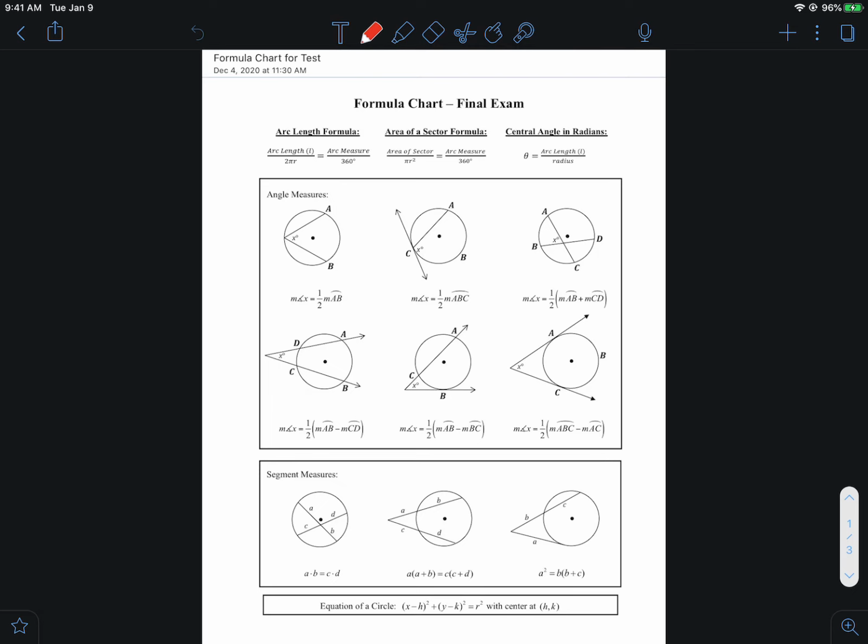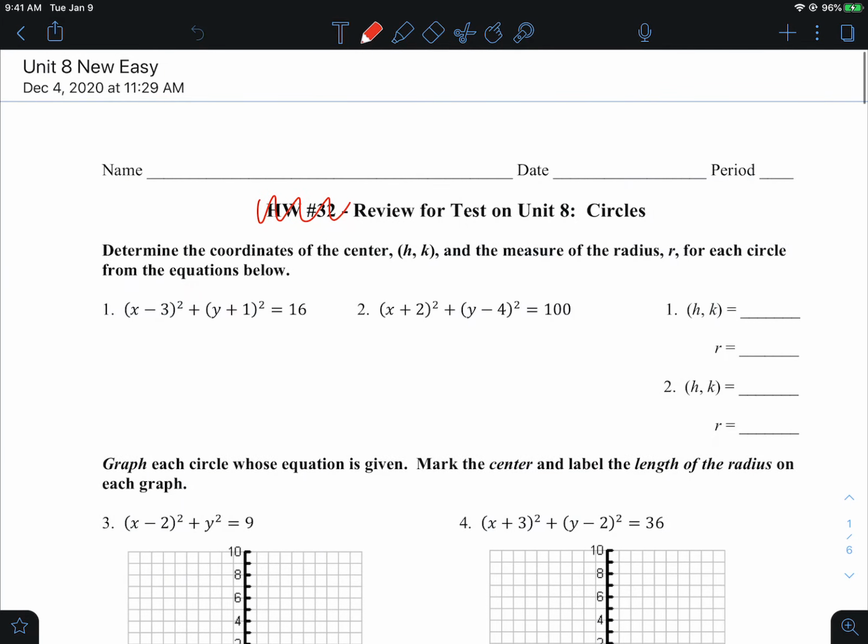Alright guys, we're going to go through the test review here. Before we do the Unit 8 test review, we wanted to show you the formula chart that we're going to be using. So if you want to take a picture of that, that will help. That will be provided to you on the test. So alright, the test review.